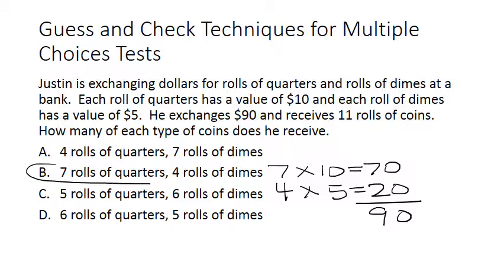7 rolls of quarters and 4 rolls of dimes is obviously the correct answer in this case, which I found by just using the answers as my means of checking which one works. Now I could check answer C to see if it works and answer D, and I would find in each case that I get a different total value of money, and so answer B does wind up being the correct one in this case.